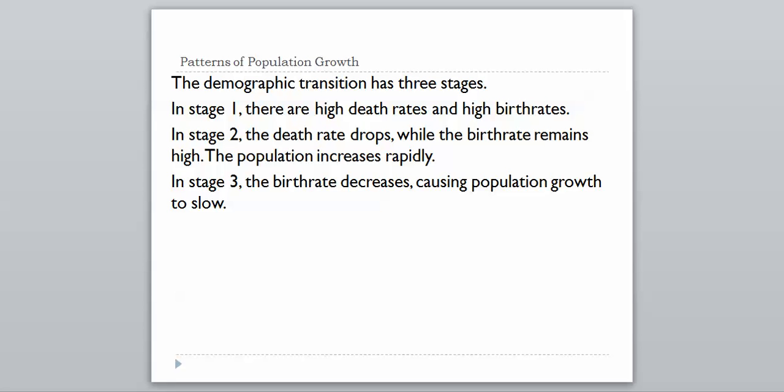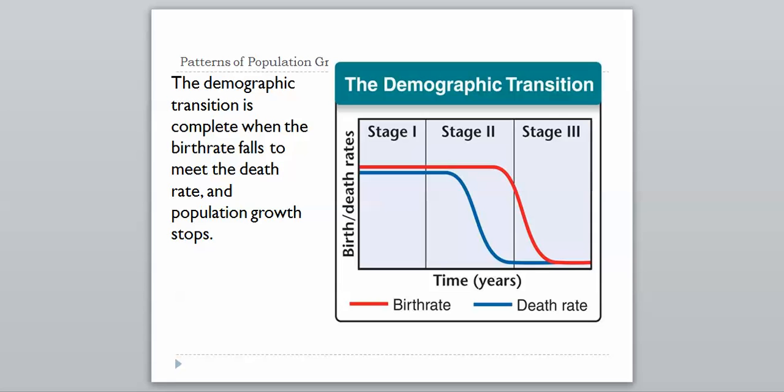The birth rate will then decrease, which will cause the population growth to slow down. And the demographic transition will be complete when the birth rate falls to meet the death rate, and then population growth will stop altogether. So if you look, here is kind of a graphic representation of this demographic transition.